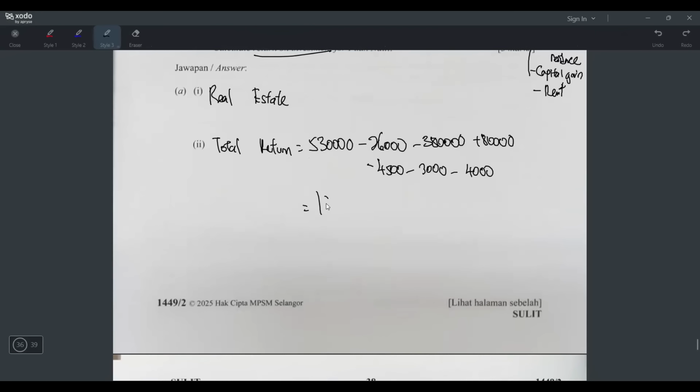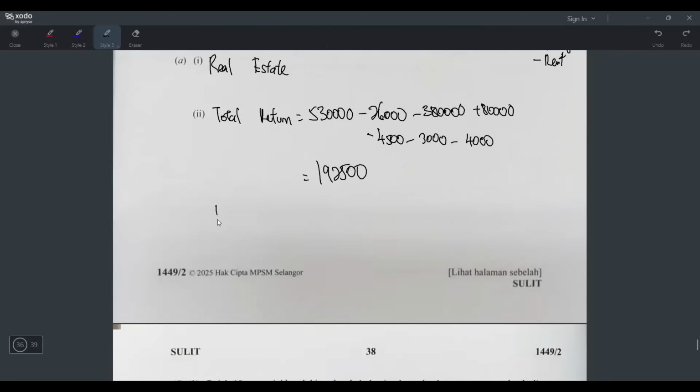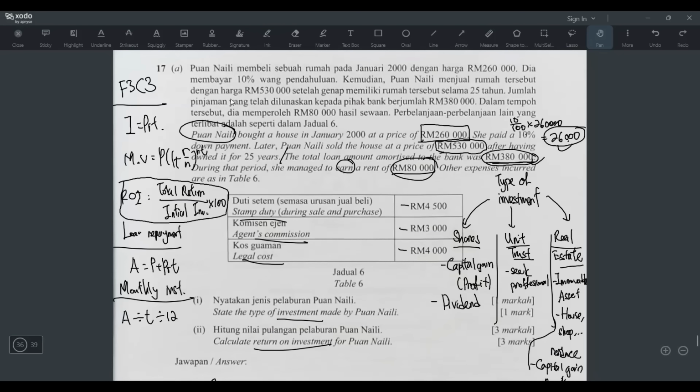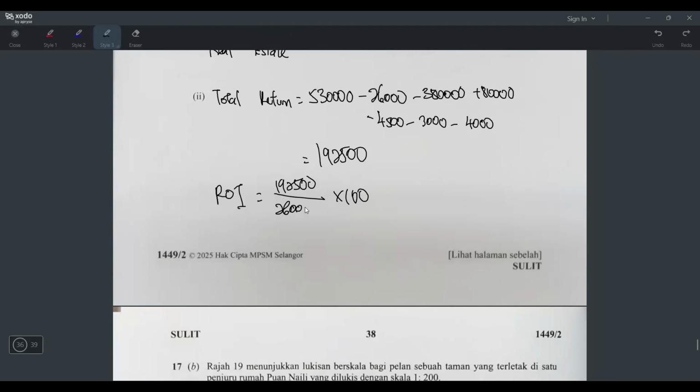So that's the total return, but I'm not done yet. Now I can find the ROI. So the ROI will be the total return 192,500 divided by the initial investment times 100. And I told you just now, the initial investment will be the first house price, so 260,000. So let's press it. What do we get? 74.04, and this one is automatically in percent already.